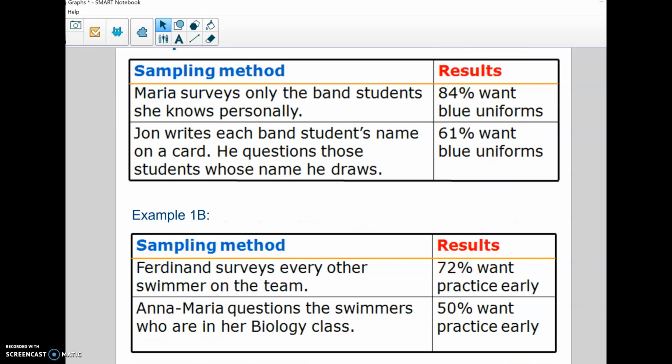Okay, you read these 2 and you decide which one is the best sampling method. You can press pause. I'm going to say what the answer is. You should test yourself and pause it and see if you know. Okay, hopefully you said Ferdinand was better. He surveyed every other swimmer, which is random, and it's called systematic, actually, because he's doing every other person. And Anna Maria only asked people in her biology class, so that's convenience. So Ferdinand's is better.